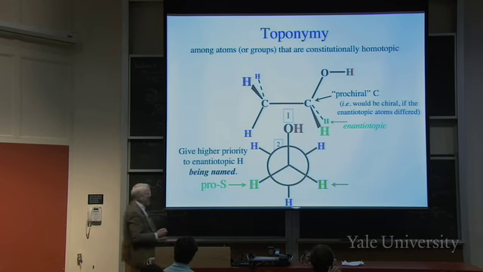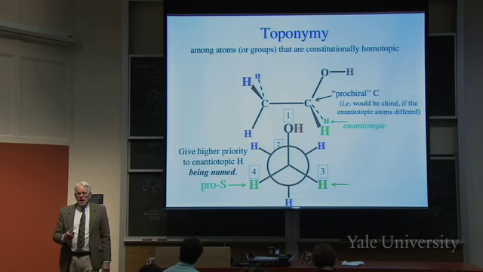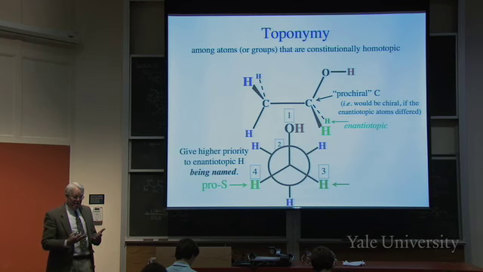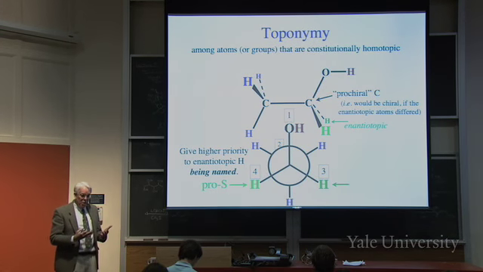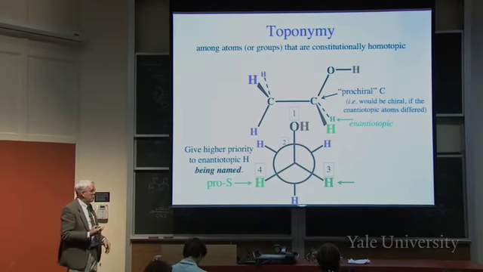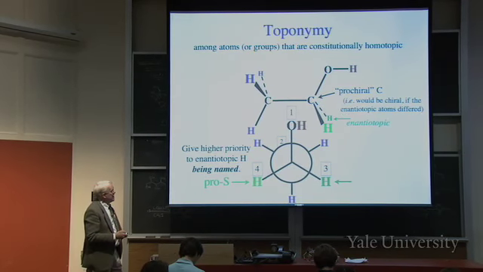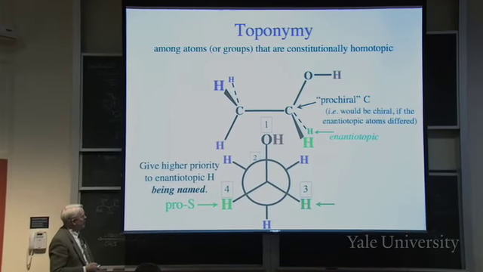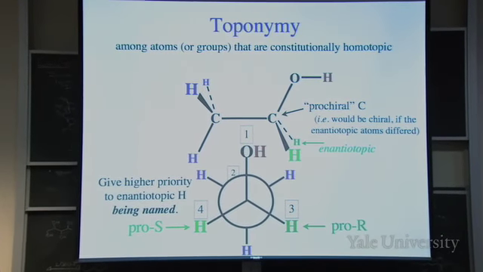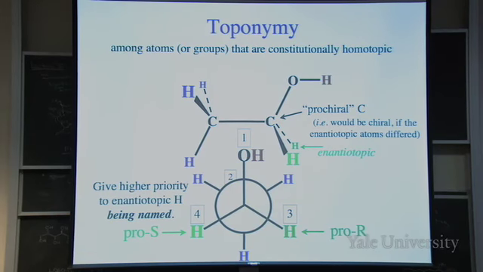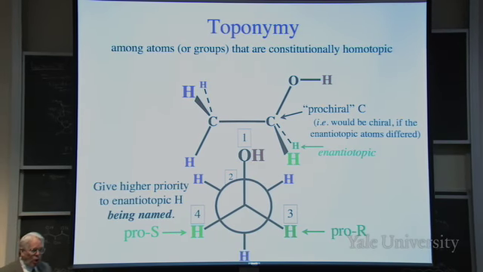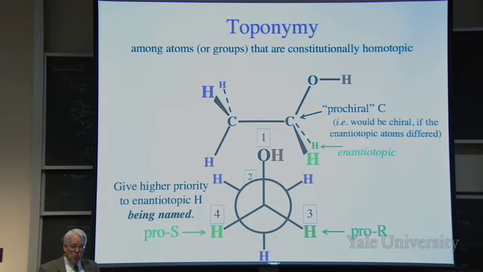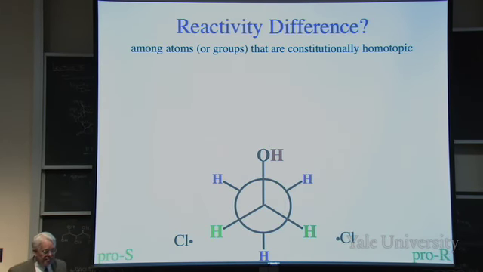So we'll call that hydrogen pro-S because it will become S if we make it higher priority for purposes of naming. Okay, now suppose we look at the other hydrogen that I've shown in the darker arrow here. It obviously is going to be pro-R because the same thing would run the opposite direction. So pro-R and pro-S are the names that you can give to distinguish groups that are enantiotopic.